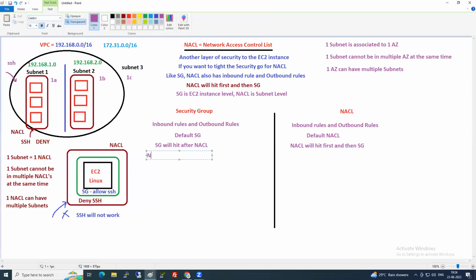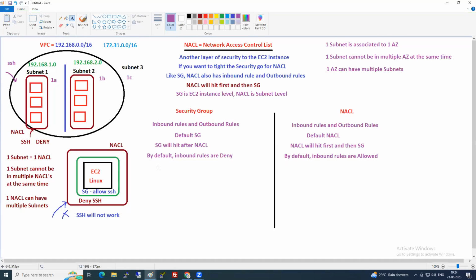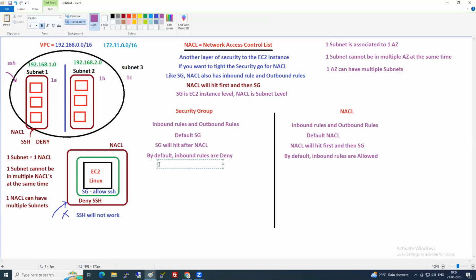By default, inbound rules are? By default, inbound rules are deny here. In security groups, by default, inbound rules are allowed. Can you deny on security group? You cannot deny on security group. Can you deny on NACLs? You can deny on NACL and allow also.